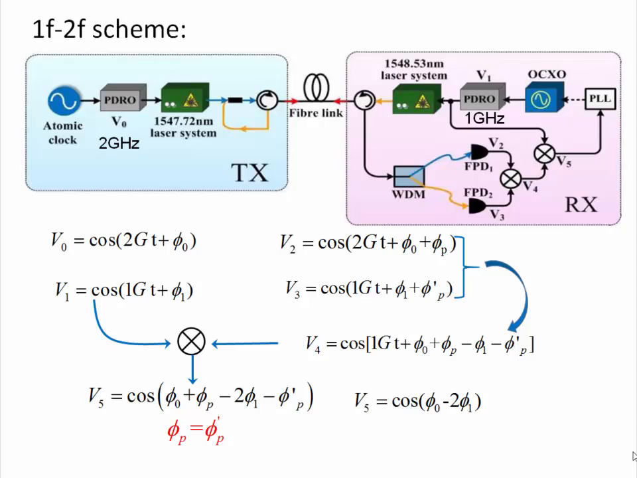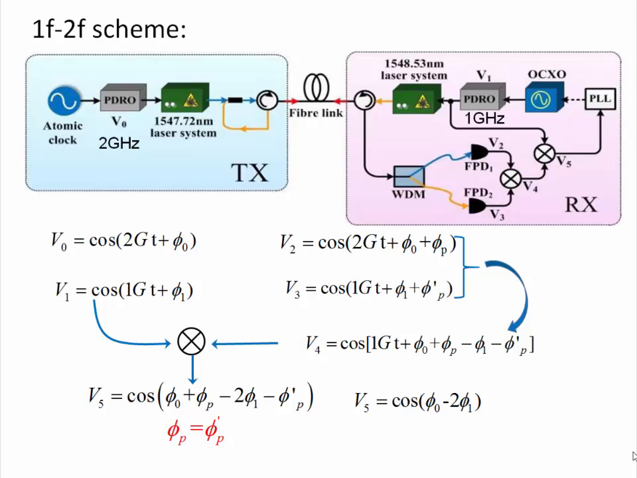The signal from the clock assembly will transmit through the fiber link to the receiver, but the signal generated by the receiver itself will double pass the fiber link and then turn back. It can be demodulated and it will be recorded as V3. We mix V2 and V3 and get signal V4. And we mix V1 and V4 again, and we get the error signal V5.